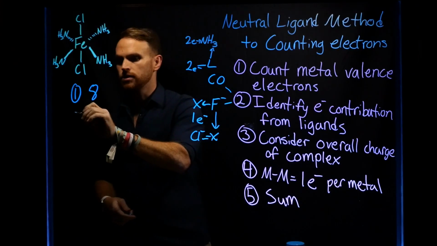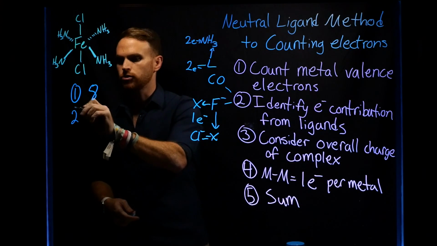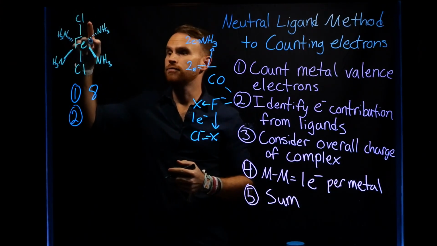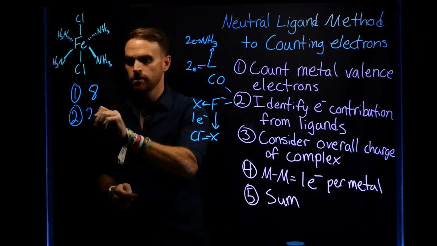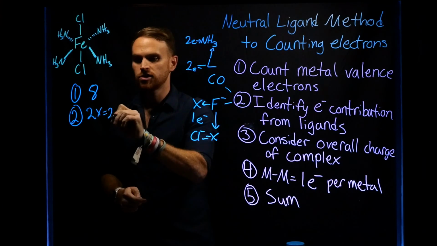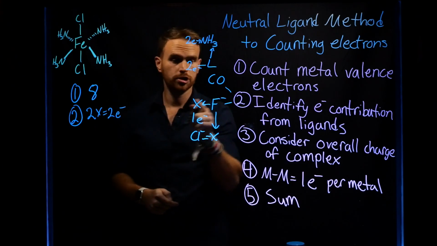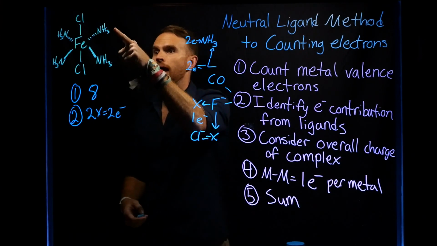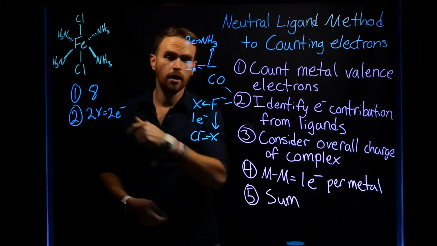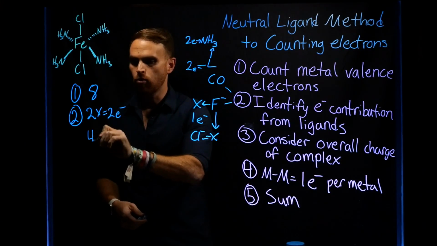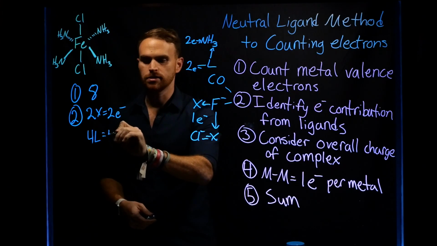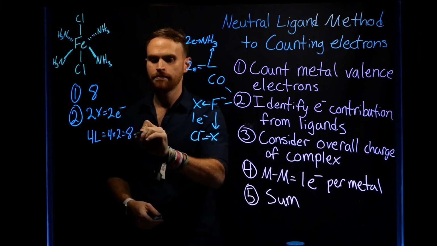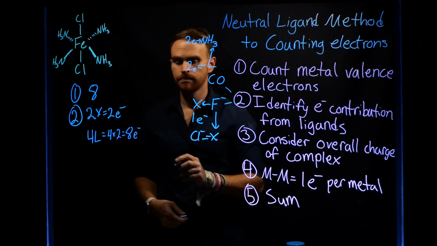So now we need to consider how many total electrons are being contributed from the supporting ligands. Since we have 2 X-type ligands, that's going to give us 2 electrons, 1 each. Again, X-type ligands contribute 1 electron to the overall count. And in this case, we have 4 amine ligands, or 4 L-type ligands. And since each one is contributing 2 electrons, that gives us 8 total electrons.